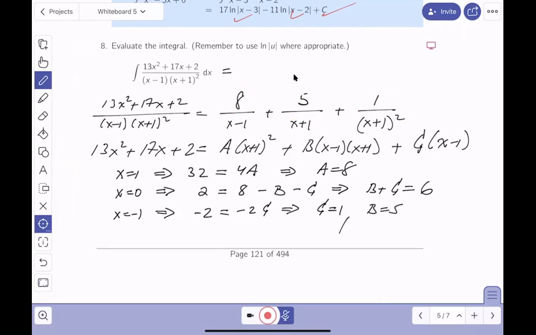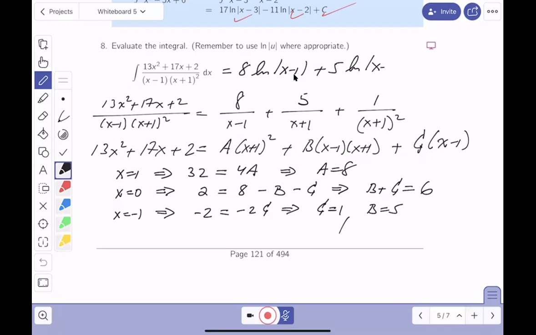So let me put this down for you. What do you get? 8 ln absolute value x minus 1 plus 5 ln, I'm doing the second term now, x plus 1. But I have to be honest with the third term, it's a little bit of a challenge. I'll put it down over here. So what do you get? Let's put this down.